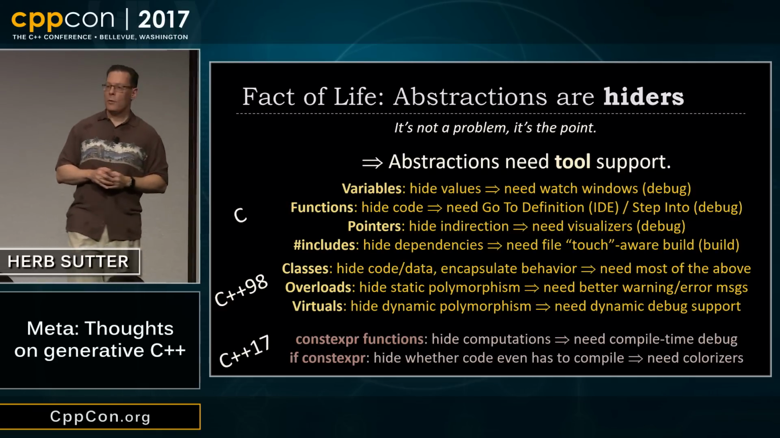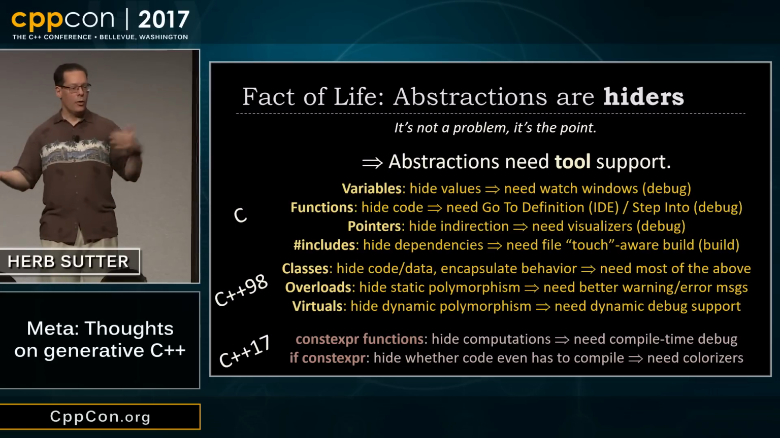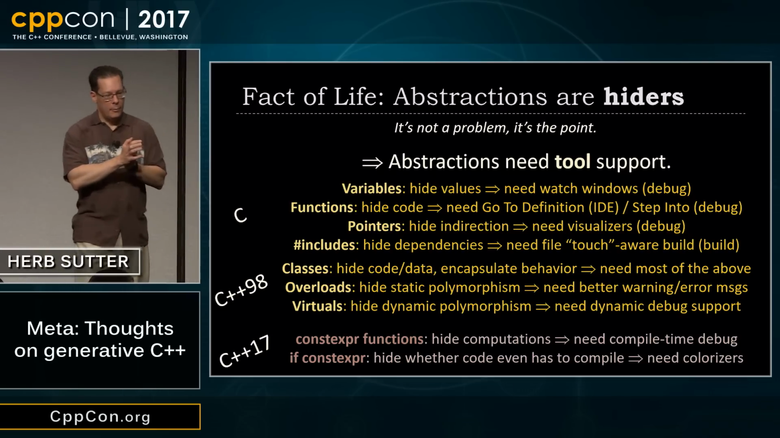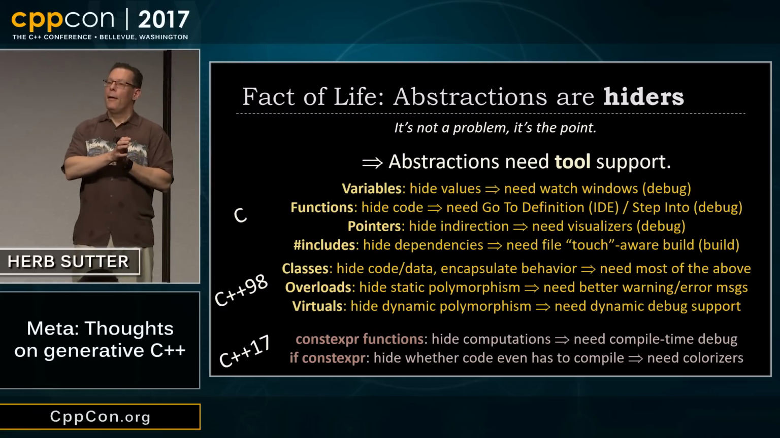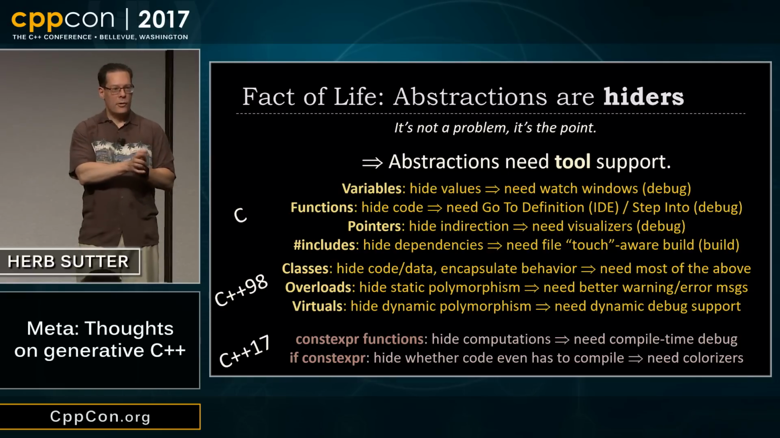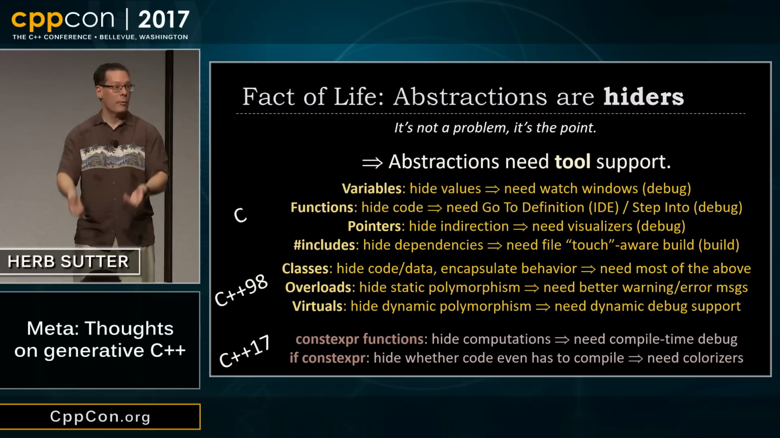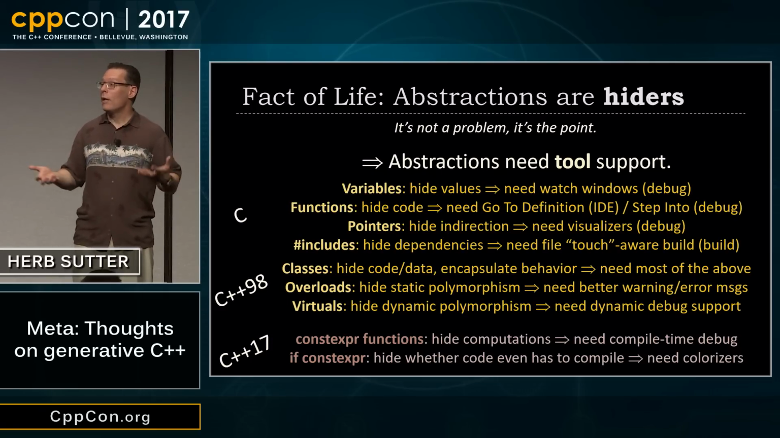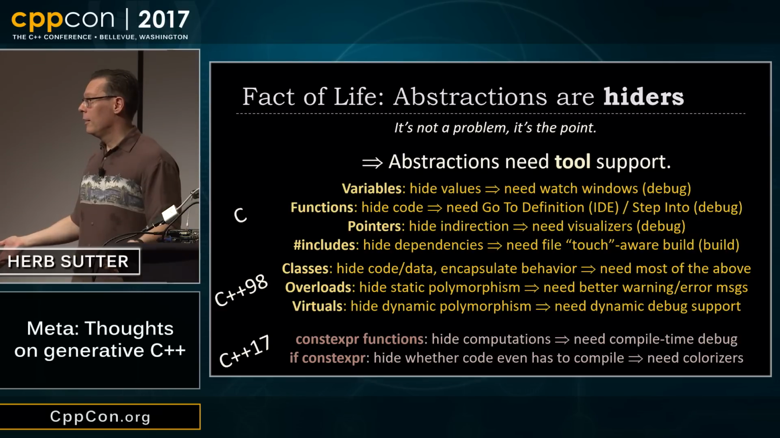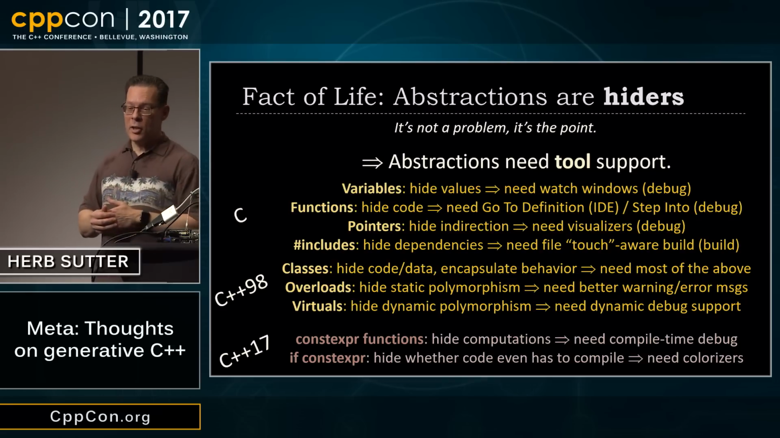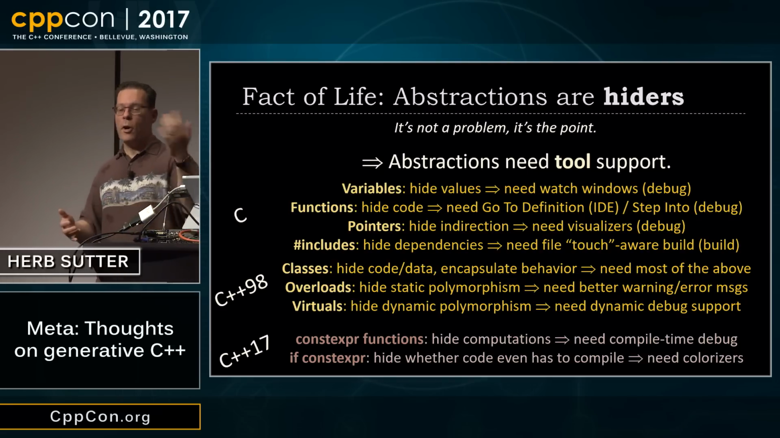In C++17, I could mention a few more things, but along the way we've added more constexpr. Constexpr functions hide computations that can be done at compile time. So with constexpr functions today, because they could be compile time or runtime, you can fake it out by executing them as if at runtime. But you basically are starting to see a need for compile-time debug support. Why? Because that's where you're running your code. If constexpr, more of that. We hide whether code even has to compile.